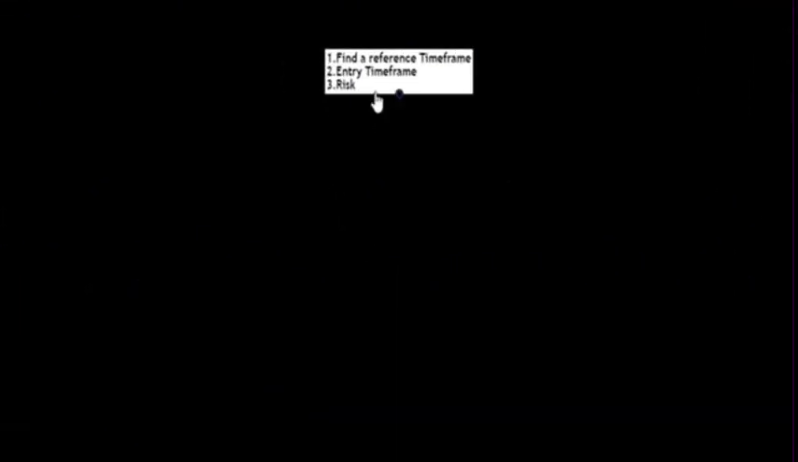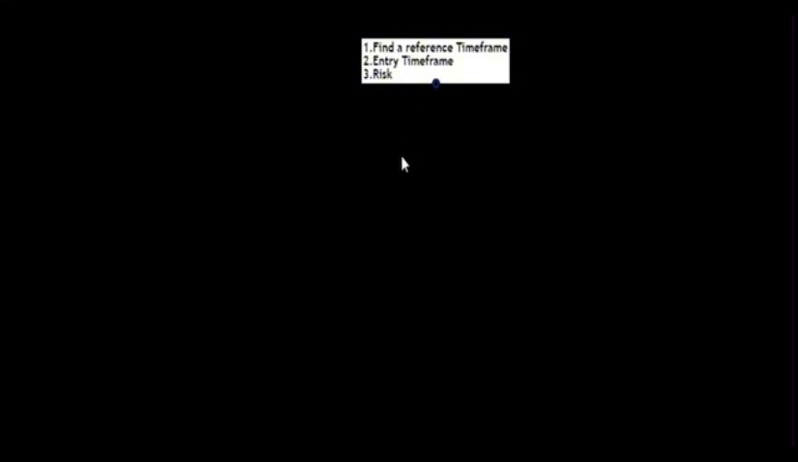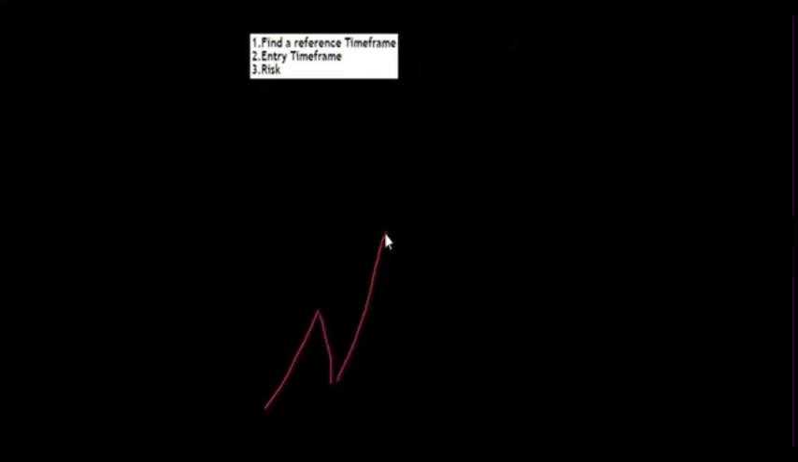The first thing is that you need to find a time frame. Any time frame of your choice. You might use the daily time frame as your reference time frame, or the 4-hour time frame, or the 1-hour time frame, depending on what you choose. And then the second thing is to have a basic understanding of price delivery. What that means is that an uptrend is basically a formation of higher highs and higher lows.